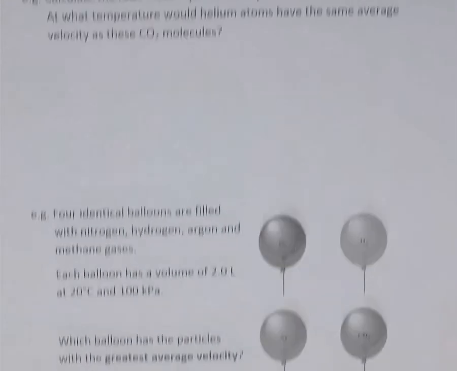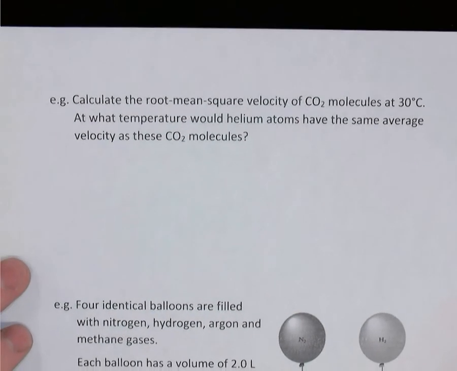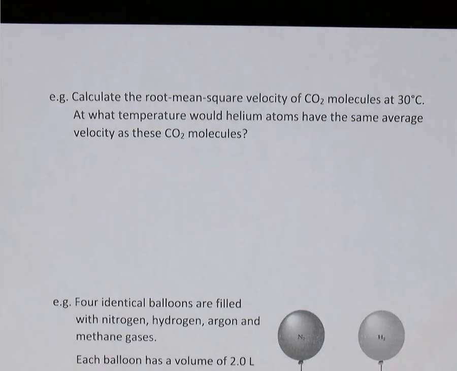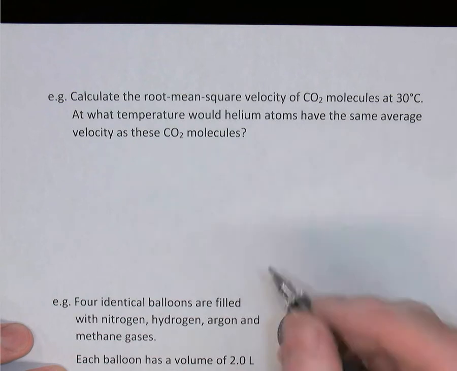So let's use that velocity equation in a problem. You can pause the video if you like and try this. Calculate the root mean square velocity, the average velocity, of carbon dioxide molecules at 30 degrees Celsius. Then a second question: at what temperature would helium atoms have the same average velocity as these carbon dioxide molecules at 30 degrees Celsius? So the first part of the question is just a straightforward plug things into our formula.